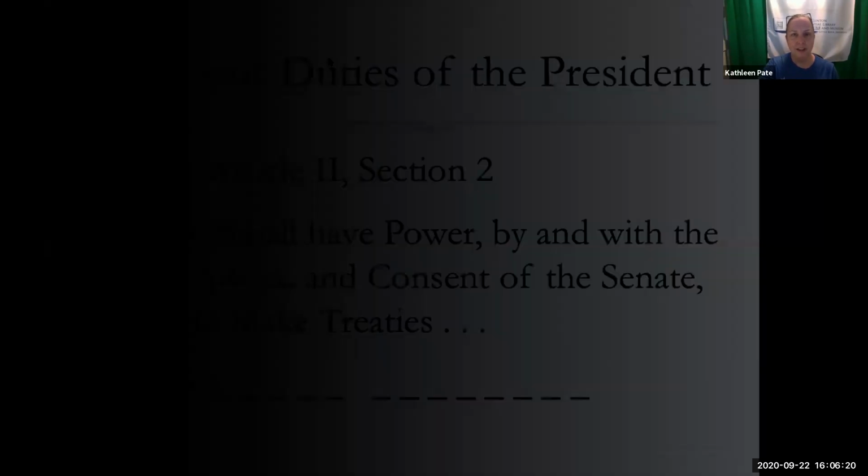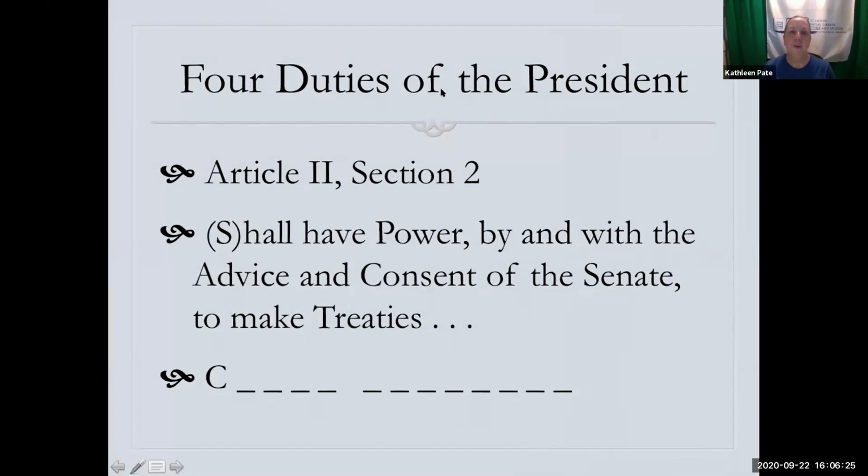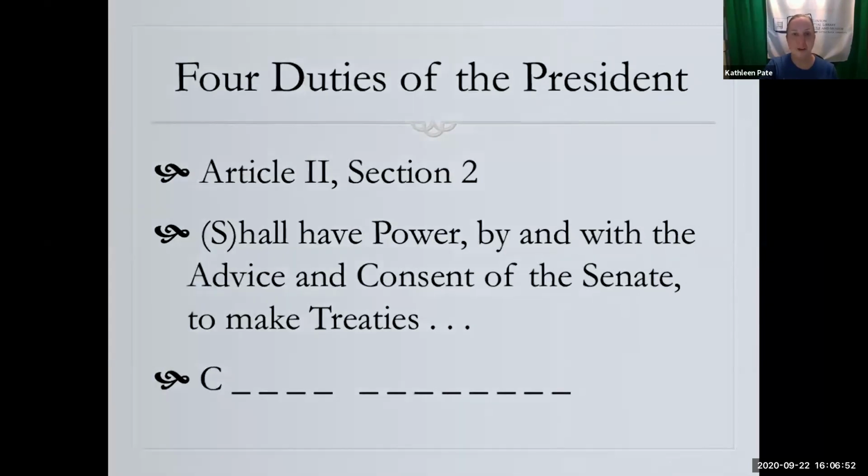Moving on, let's take a look at this: the president shall have power, by and with the advice and consent of the Senate, to make treaties. Also a phrase that starts with a C. Anyone? Oh, Sylvia, don't stop. You can play. Would you like to buy a vowel? Would you like to buy all the vowels? Yes, please. Okay. We're moving forward.